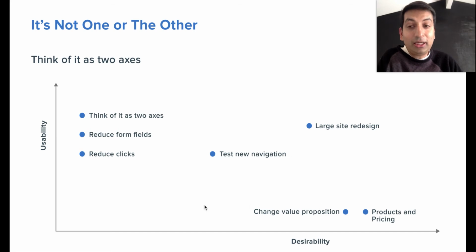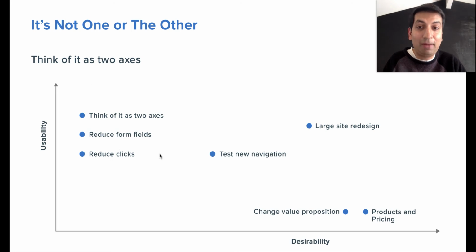Okay. One thing I want to say is it's not one or the other. There are certain aspects of a given UI change that you're going to do that could have flavors of usability and desirability, but it's a good framework to think of. So you should think of it as having two axes.